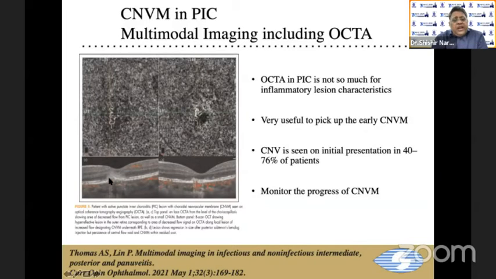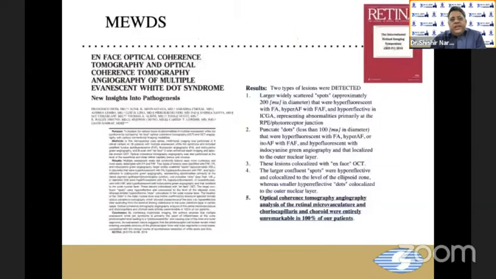Now, in this patient, a sub-Tenon triamcinolone has been given, which has decreased the inflammatory component, but you can see here that the component of blood flow is still present. So what has happened after the injection is that the CNVM is still persisting because it's an injection of steroid, while the inflammation has gone down. So the importance of multimodal imaging, especially OCTA in PIC, is to look for the CNVM.